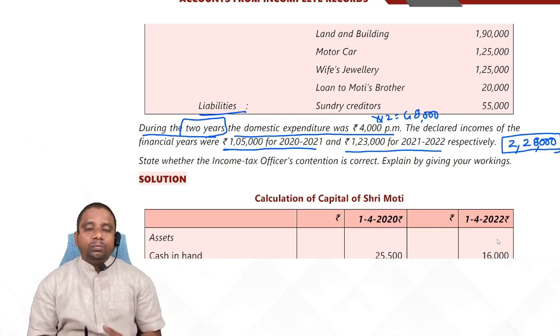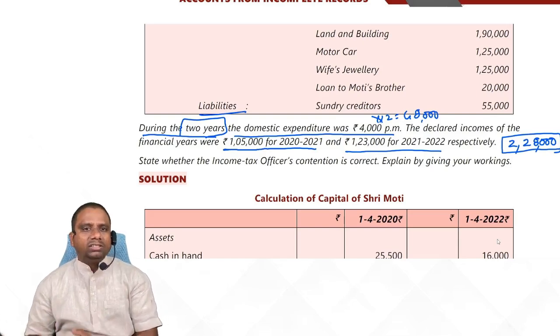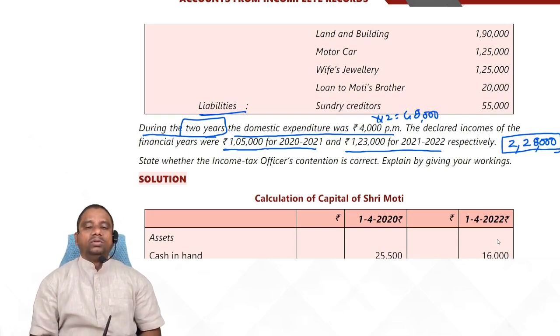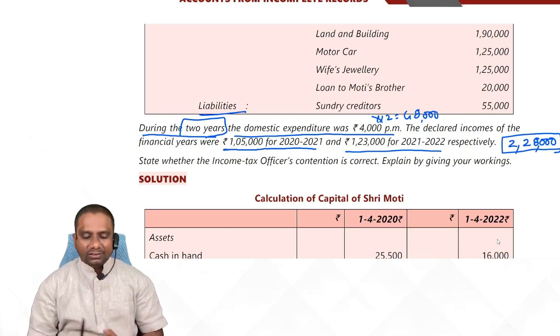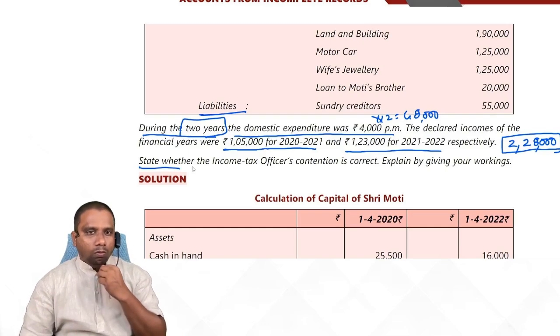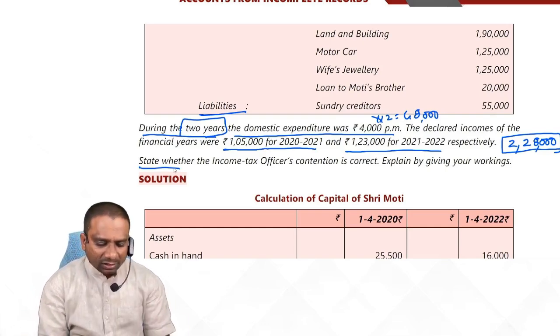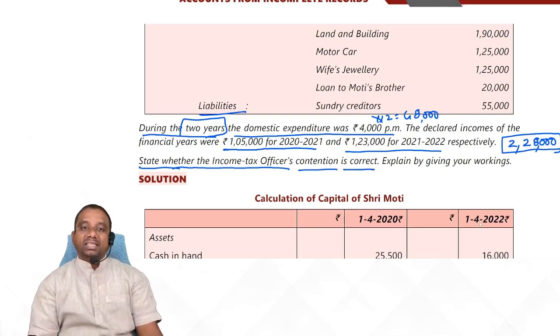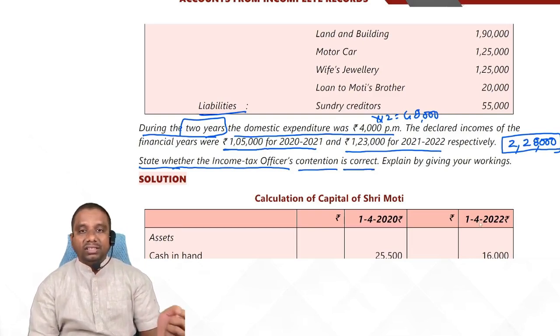Now what we do? We calculate profit again. If the calculated profit is less than 2,28,000, what is the situation? If the calculated profit is more than 2,28,000, then what is the situation? Yes or no, students? Yes. Now this is our calculation. State whether the income tax officer's contention is correct.